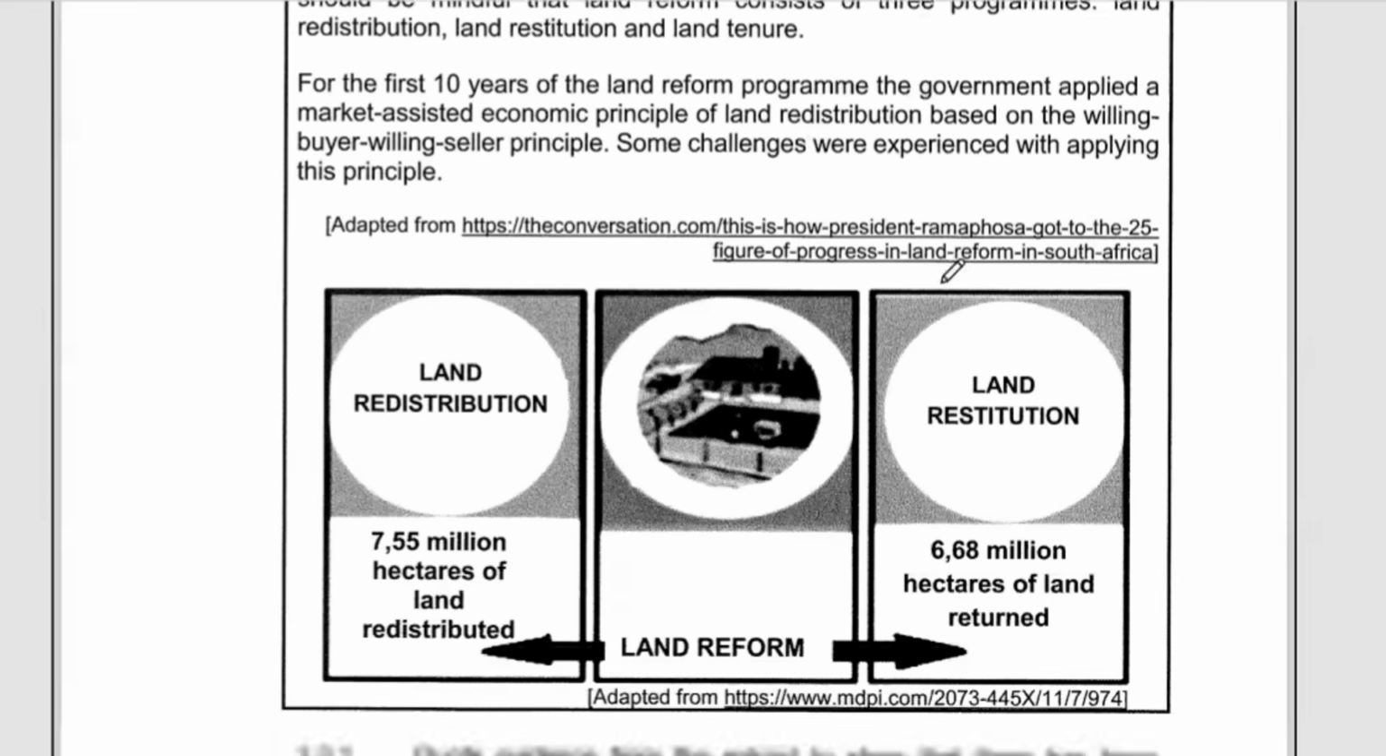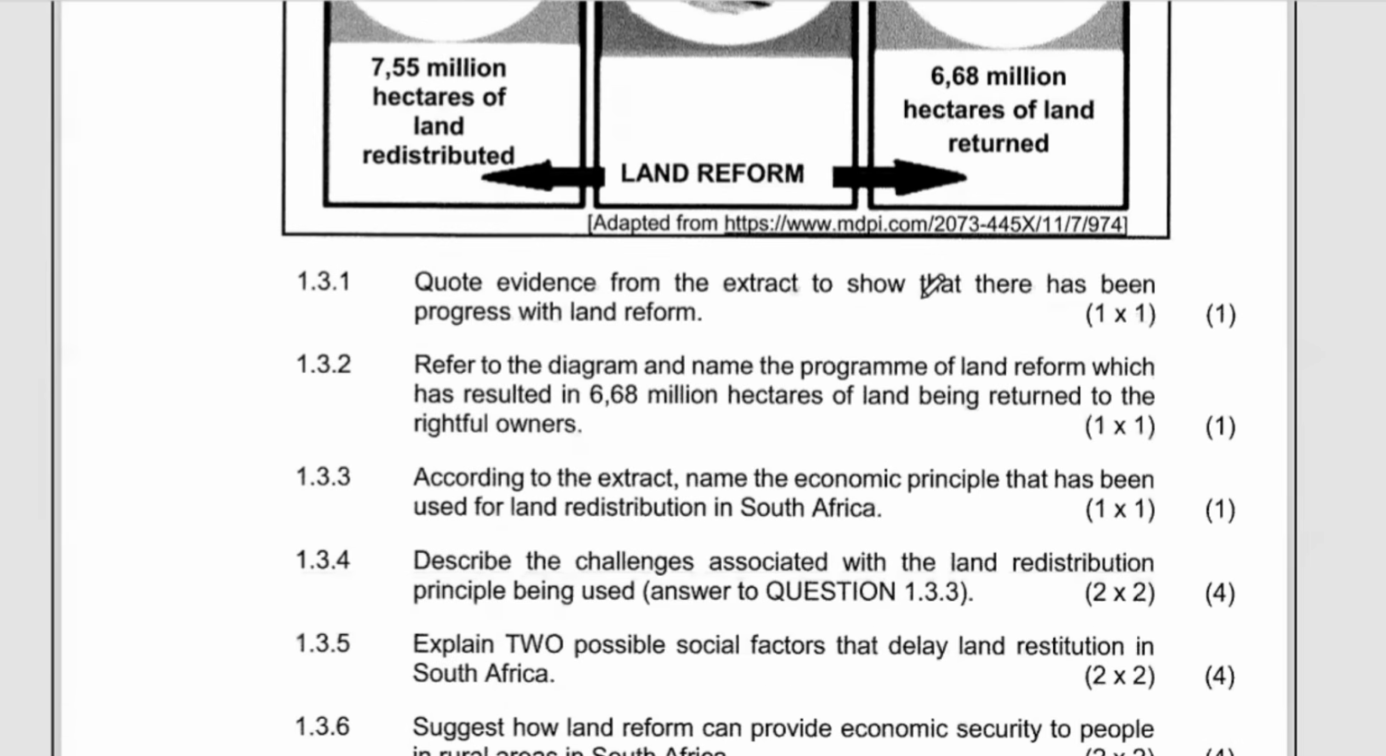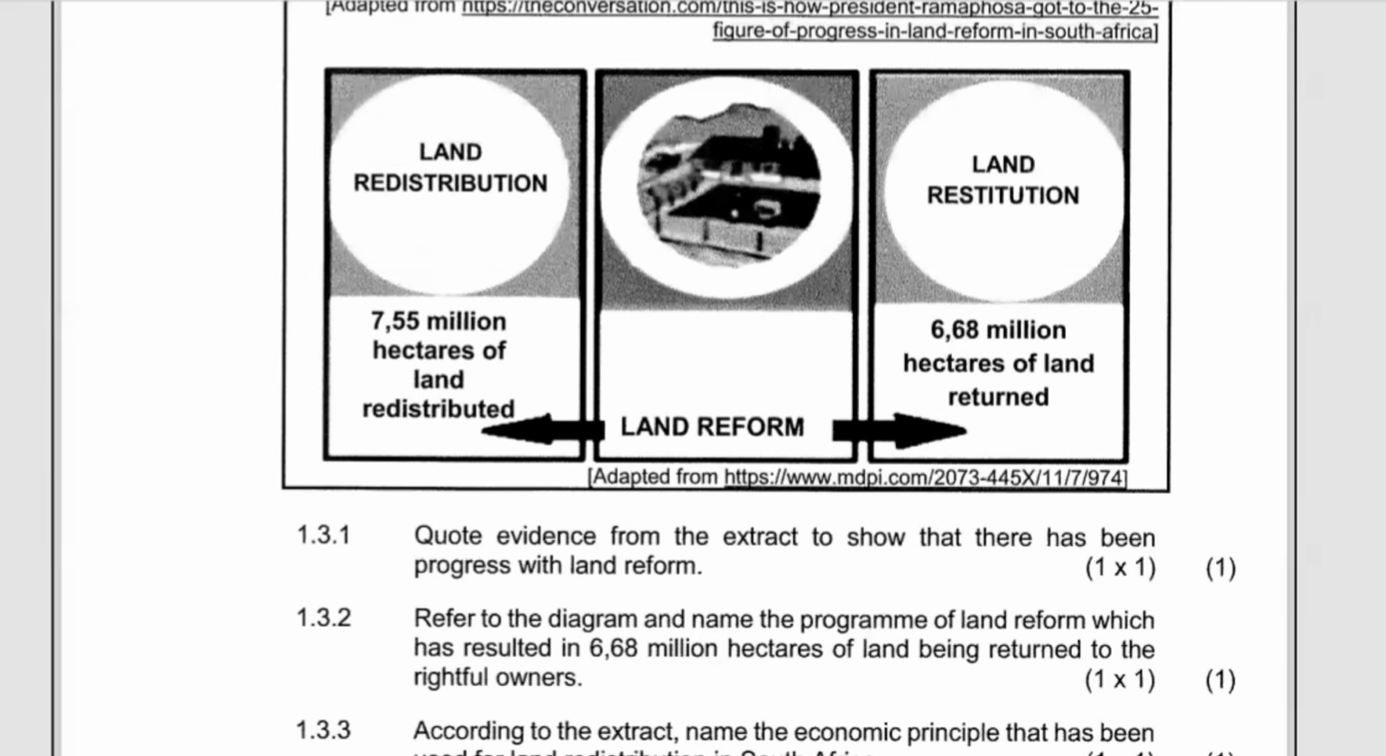Right, moving on to the next question, number 1.3.2. Refer to the diagram and name the program of land reform which has resulted in 6.68 million hectares of land being returned to the rightful owners. If we come here, we can see that it's 6.68 million hectares of land which has been returned to the rightful owners. And when we are talking of returning land to the rightful owners, we are looking at land restitution. So our correct response for this one, number 1.3.2, is the policy of land restitution.